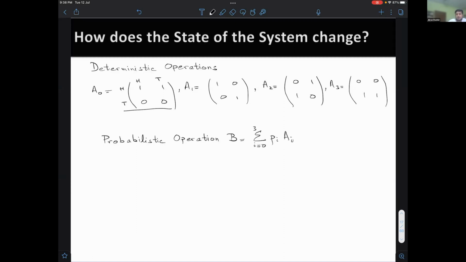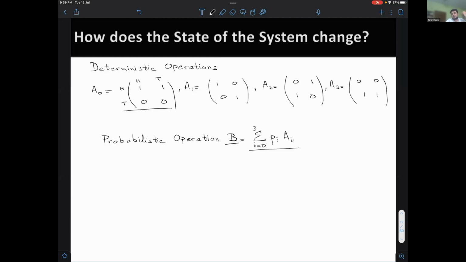So I'm just saying, hey, all right, I flipped a 4-sided die, so it can come up 0, 1, 2, 3. P0 is the probability with which I will apply A0. P1 is the probability with which I'll apply A1 and so forth. So any 2x2 matrix that I can decompose or write in this form would then correspond to a transformation that I could apply on a single probabilistic bit.